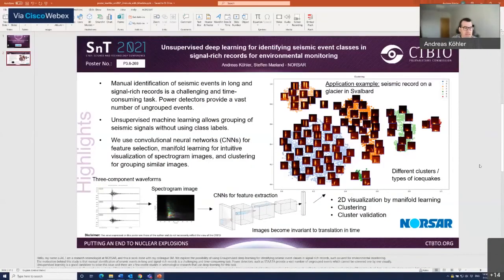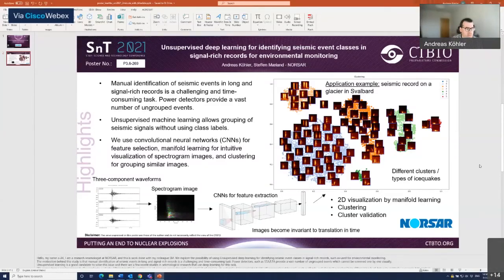manual identification of seismic events in long and signal-rich records is challenging and time-consuming. Power detectors such as STA/LTA provide a vast number of ungrouped events which cannot be screened one by one visually. Unsupervised learning is a good candidate to solve this issue, and there are a few recently published studies that use deep learning for this task. Here we pursue a very similar approach.